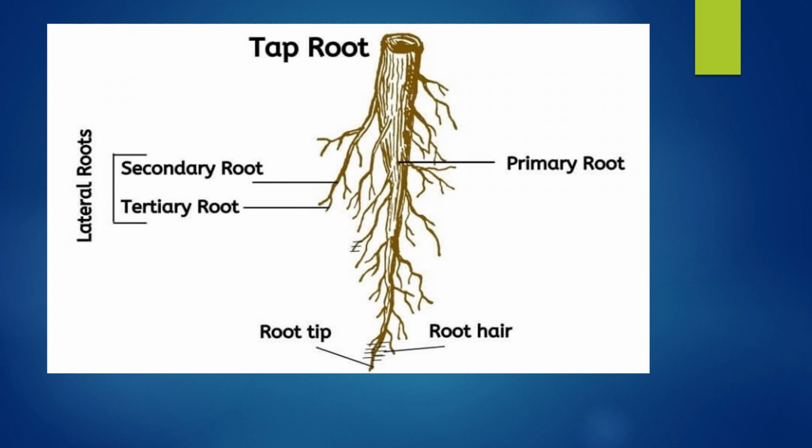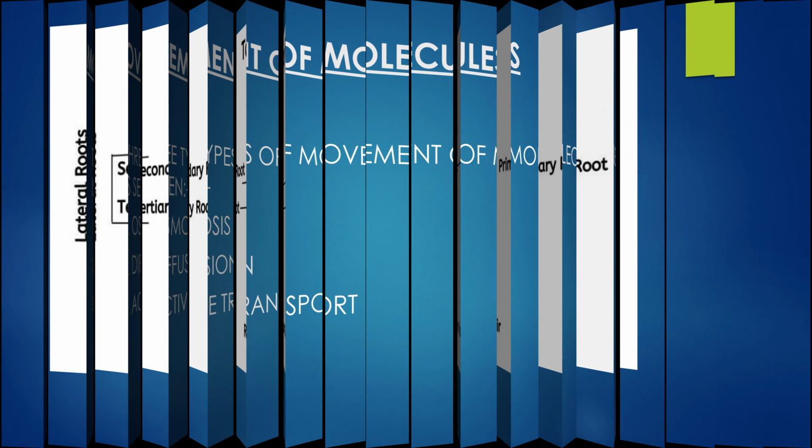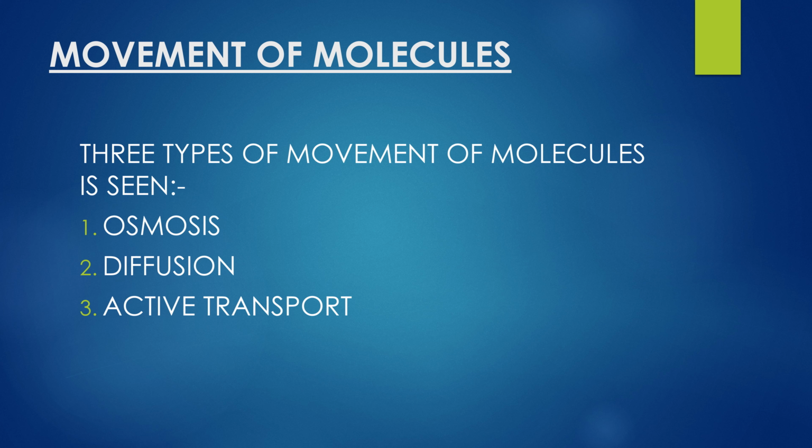Now let us come back to the topic. We are studying about absorption of water by the plant. Now it occurs due to the movement of molecules by three methods. So the movement of molecules is seen by three phenomena: osmosis, diffusion, and active transport. We'll study each one of them today. Now what is osmosis?